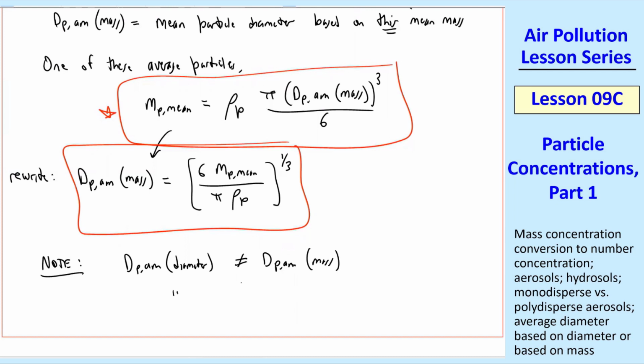Note that these two diameters are not equal: dpAM diameter is not equal to dpAM mass. In fact, dpAM diameter is less than dpAM mass. Why? Because when you're taking an arithmetic mean based on diameter, this one is proportional to dp to the 1, whereas when you're taking it based on mass, it's proportional to dp cubed. So the bigger particles have a lot more mass proportionally than the little particles do. And so dpAM mass is a bigger number compared to dpAM diameter.